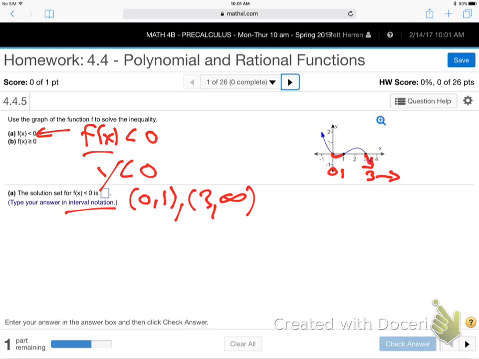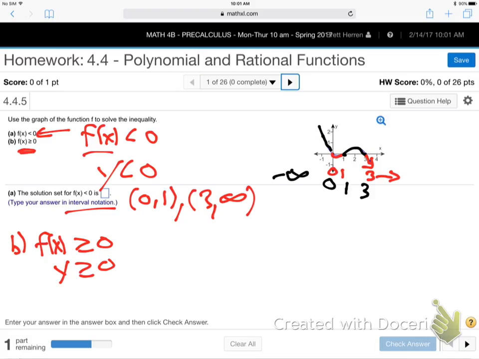And then part B asks where are the function values, meaning the y values, greater than or equal to 0. And that would be the other places, right there and right there. So that would be from negative infinity up to 0, and from 1 to 3. Is that making sense? Yeah.